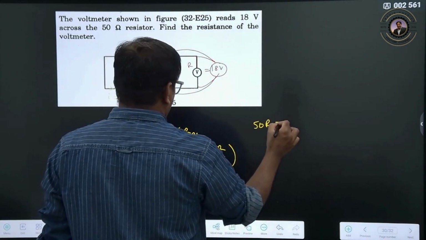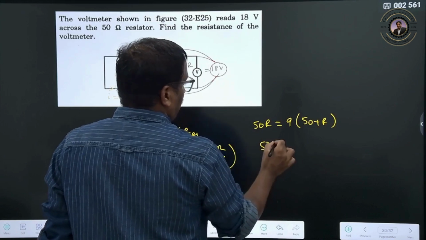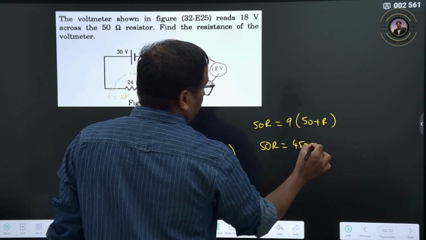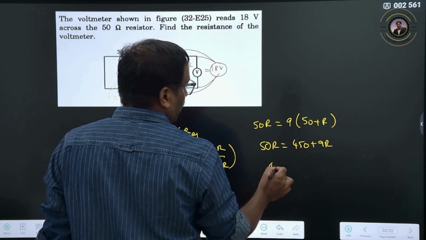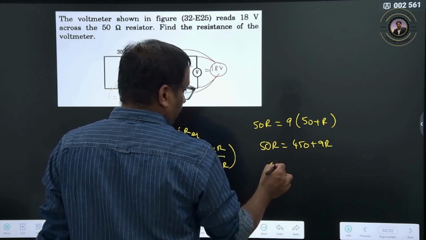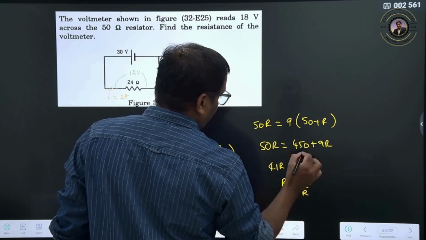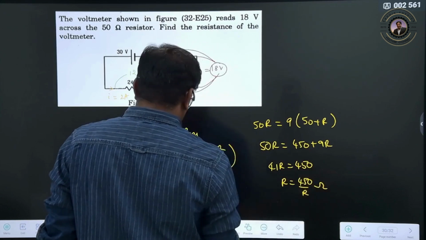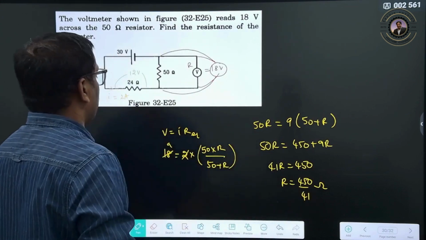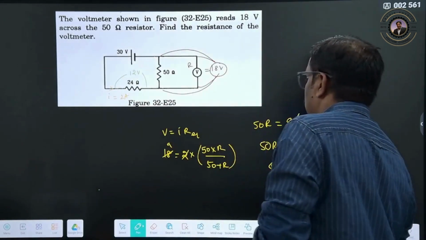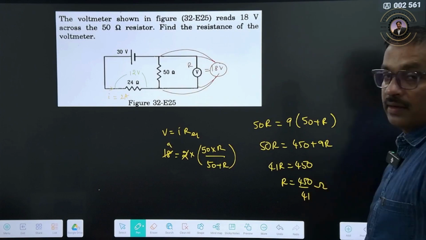Therefore 50R can be written as 9 into 50 plus R. So 50R will be equal to 450 plus 9R. Taking this over, 50 minus 9 means 41. R is equal to 450 by, sorry, 450 by 41. So this will be your resistance of the voltmeter. Clear?